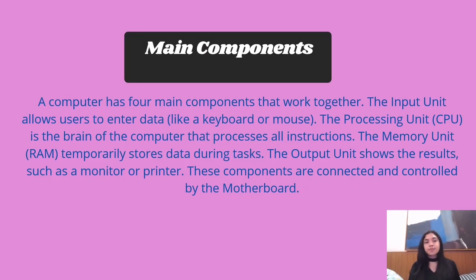Main components. A computer has four main components that work together. The input unit allows users to enter data, like a keyboard or mouse. The processing unit, or CPU, is the brain of the computer that processes all instructions. The memory unit, RAM, temporarily stores data during tasks. The output unit shows the result, such as a monitor or printer. These components are connected and controlled by the motherboard.